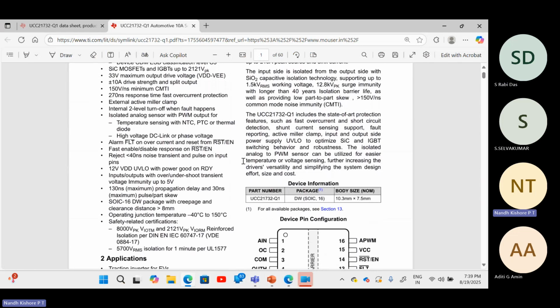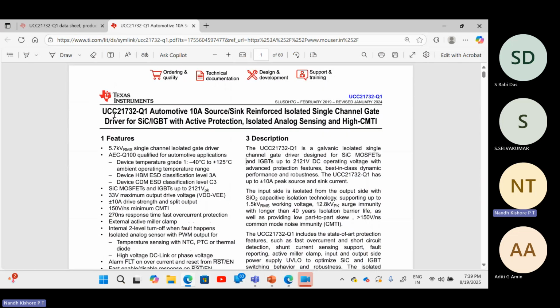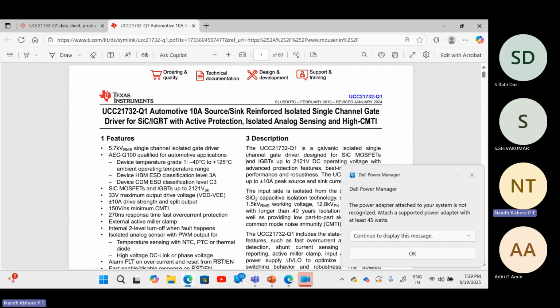Yeah. So for gallium nitride, you cannot use this driver first of all, because this is exclusively for SiC and IGBT. The reason being that it doesn't support the gate voltage required for GaN. For GaN, you know that the gate voltage will be probably up to 5 or 6 volts depending on the company that you use, right? Yes. Right. So this UCC21732, I guess, supports VDD and VEE of plus 15 minus 5, plus 18 minus 3, something like that. It has a UVLO up to 8 volts or something. So obviously you cannot use this for GaN.